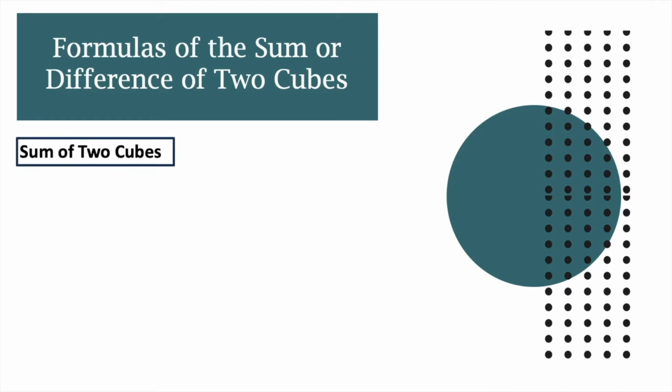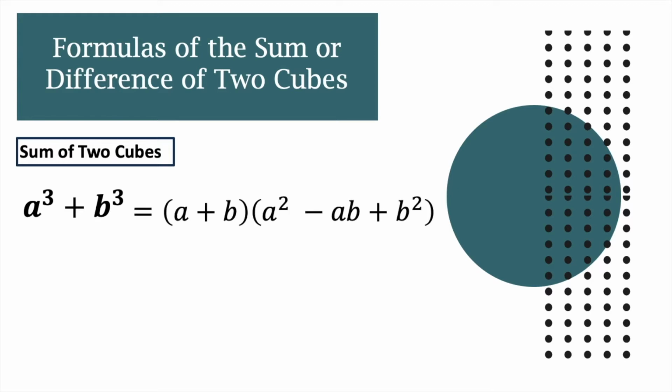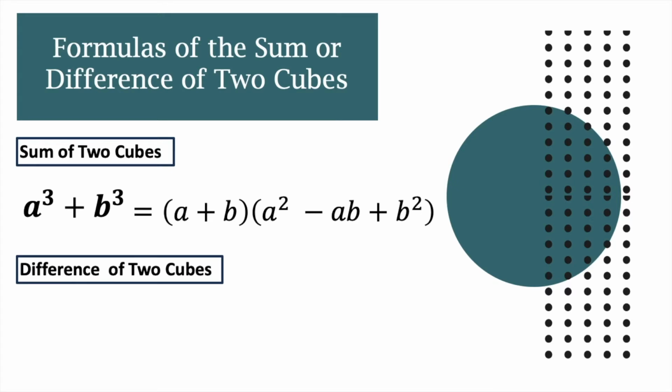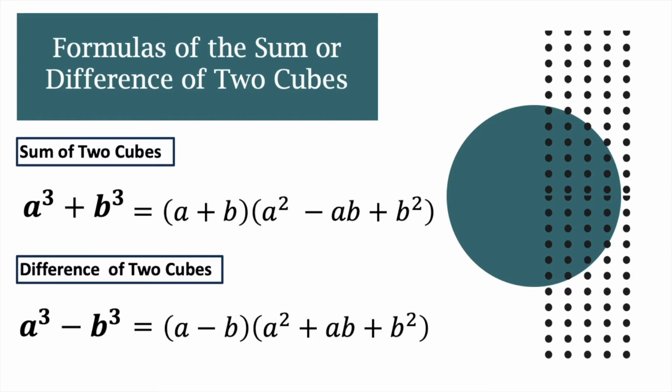For the sum of two cubes, note that the terms are perfect cubes, and its equivalent in factored form is a plus b times a squared minus ab plus b squared. While for the difference of two cubes, a cubed minus b cubed, the factored form is a minus b times a squared plus ab plus b squared.